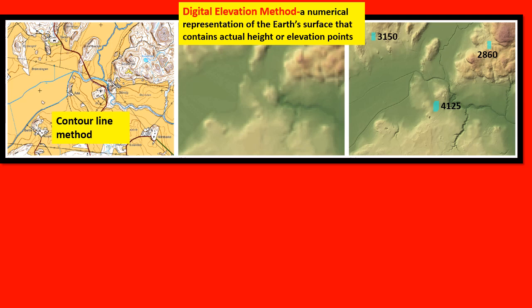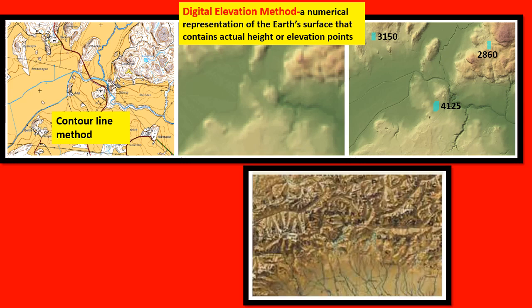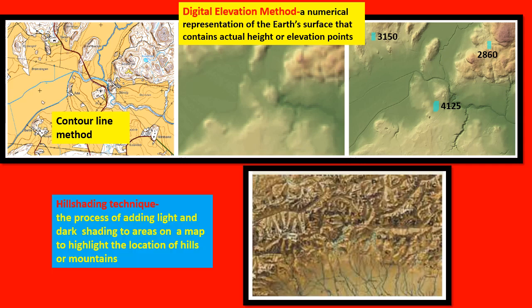Nowadays, many modern methods of making maps have been developed. Previously, a relief or topographic map was shown using the hill shading technique. The map given on the screen is an example of this technique. So what is special about this technique? Hill shading is the process of adding light and dark shading to the areas on a map to highlight the location of hills or mountains.